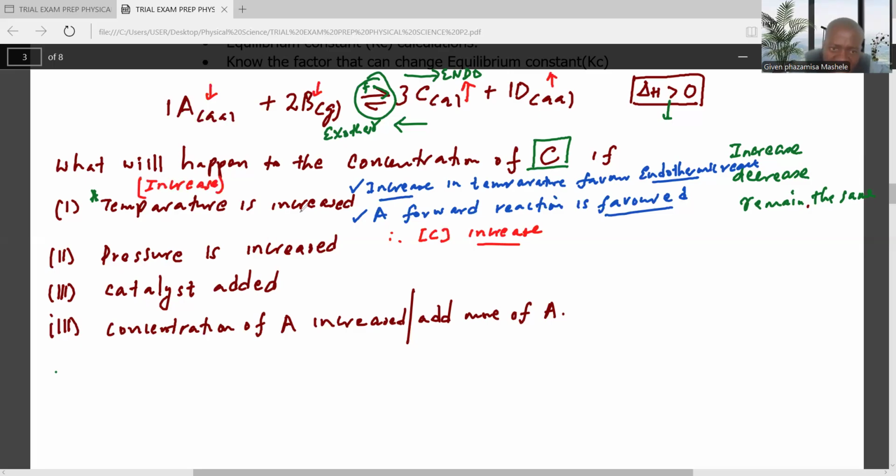But if we said the temperature is decreased, then the answer will be decrease, because now if we're decreasing temperature, we're favoring exo, and exo will be reversed. It means this one and this one are the ones that will increase, and C and D will decrease. So we're now favoring a reverse. I mean, in the context of it, you're guided by this.